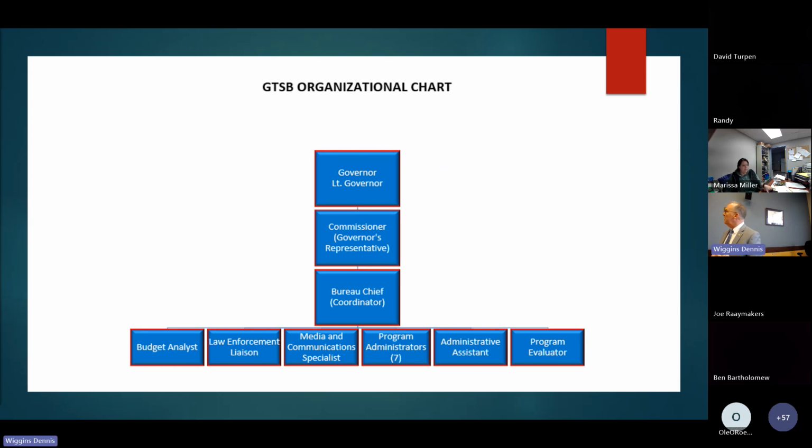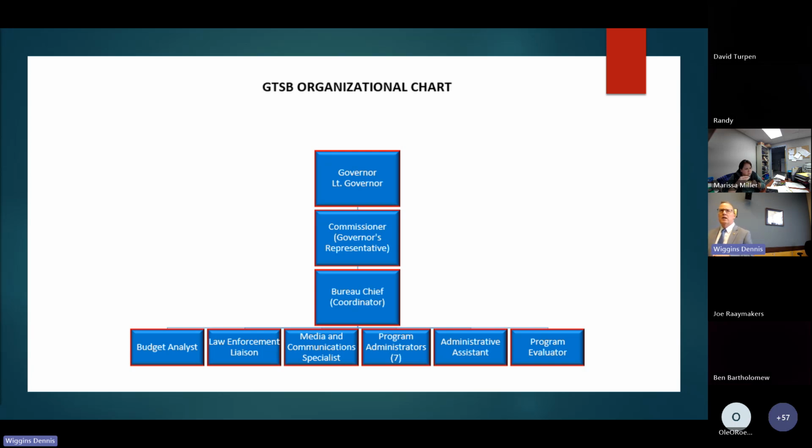This is our structure. Every state, the governor assigns a governor's representative. For Iowa, that's Commissioner Baines of the Department of Public Safety, who appoints a bureau chief or coordinator, that would be me, that coordinates the activities through our Highway Safety Office. We have a staff of 12 with a budget analyst, a law enforcement liaison, media and communication specialists, 7 program administrators, an administrative assistant, and program evaluators. So that's the Governor's Traffic Safety Bureau office.